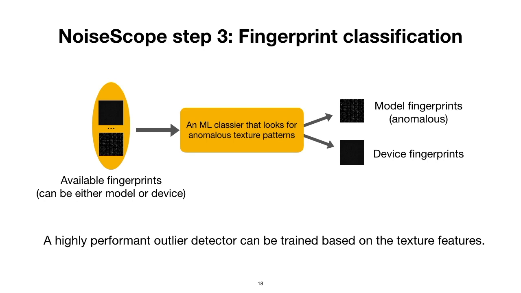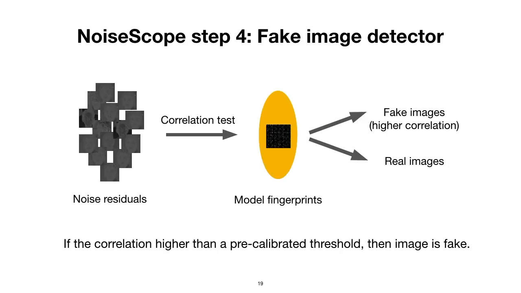In the third step, we separate device fingerprints from model fingerprints. Recall that model fingerprints tend to have a distinct checkerboard pattern. Therefore, we develop a machine learning classifier that looks for anomalous texture patterns to identify model fingerprints. Finally, we take the model fingerprints and compute their correlations with all the noise residues of test site images. If the correlation is higher than a pre-calibrated threshold, then the image is fake.